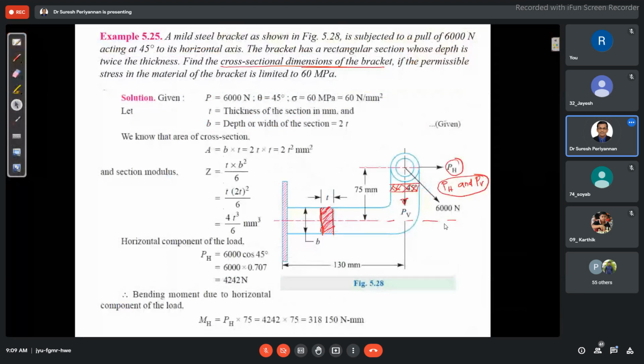Now see here. Guys, please carefully see this problem. Here there are two loads. They have given the resultant force, 6,000 Newton, right? The resultant force can be resolved into two components, a vertical component and a horizontal component. Here they have given a 45-degree angle. When a load is acting at 45 degrees, the horizontal component and vertical component are both the same magnitude, right?